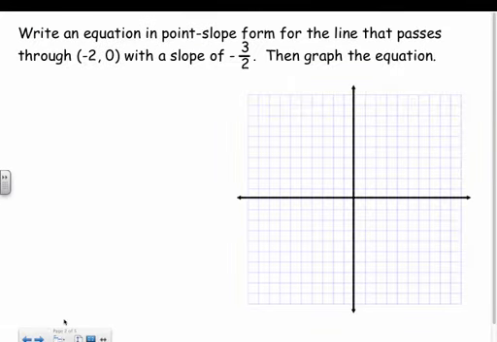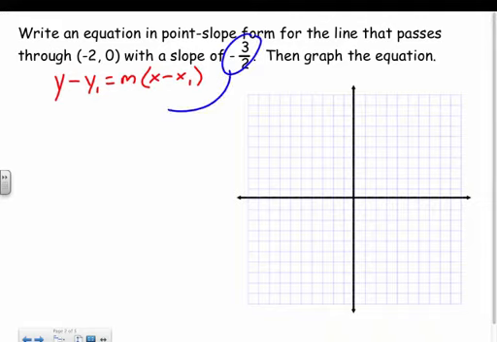Right here it says, write an equation in point-slope form. Well, I'm going to write this down first. So y minus y1 equals m times x minus x1. For the line that passes through negative 2, 0 with a slope of negative 3 over 2. Then graph the equation. So let's go ahead. I'm going to plug in my slope for m. And then I'm going to plug in this point in for y1 and x1. So this guy's going in for x1. And this guy's going in for y1.